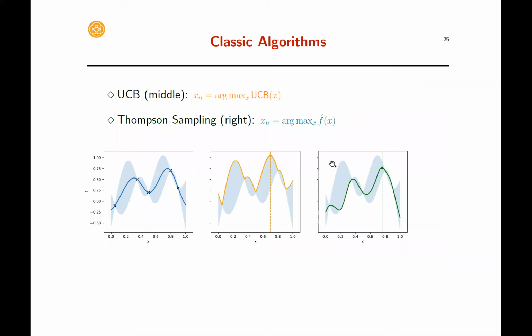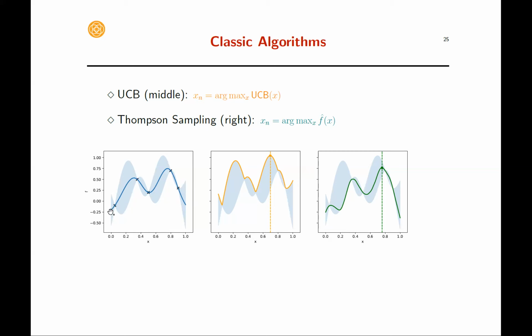Okay, so let's look at some classic algorithms to solve this problem. So how do we solve this problem? One very popular algorithm is the UCB algorithm, where we use our model, which here is a kernel model, to create the prediction and uncertainty regions, and then select our observation point, our next action, as the point that maximizes our upper confidence bound.